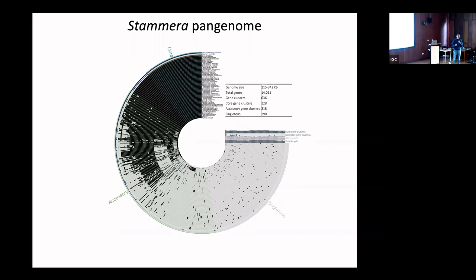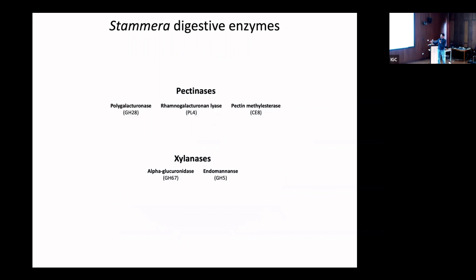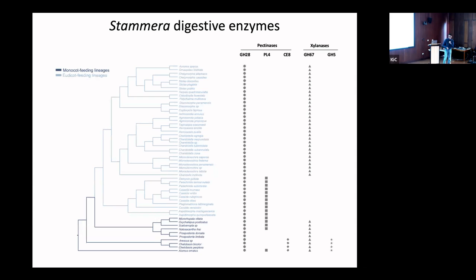And so far I've told you a little bit more about the digestive enzymes that are encoded by Shitamara. We had polygalacturonase and rhamnogalacturonan lyase. And it turns out that the more genomes that we acquired and characterized in the system, the greater the variety of plant cell wall degrading enzymes that started showing up. And so we found a third class of pectinases and two classes of xylanases, an alpha-glucuronidase and an endomannanase. And so then Marlene wanted to get a clearer view of the stepwise process by which these enzymes started showing up in the system. And she plotted the distribution of these enzymes relative to the host phylogeny.